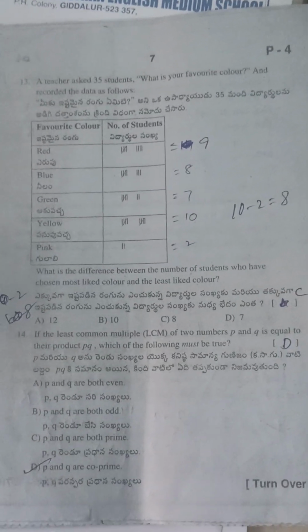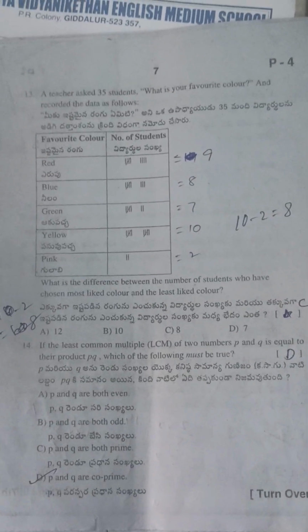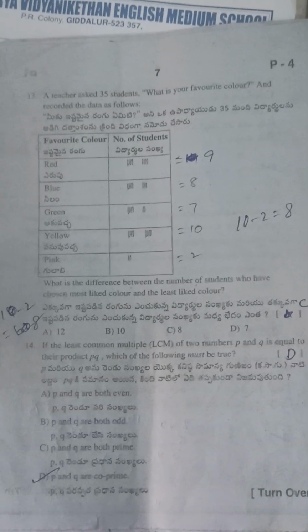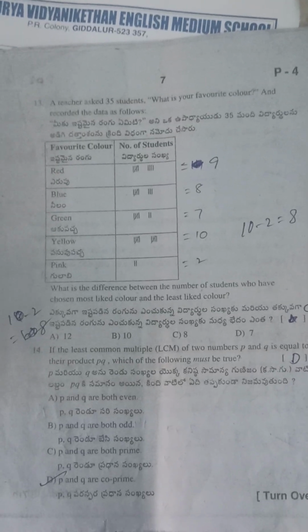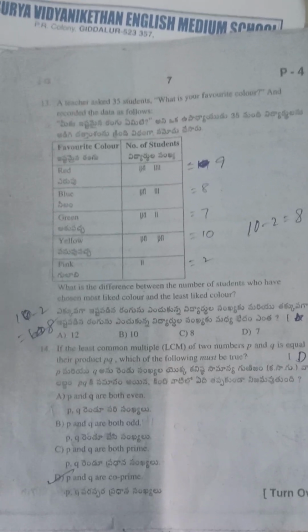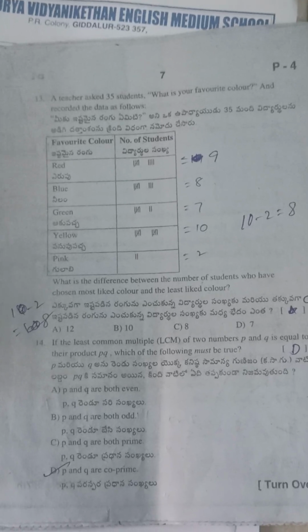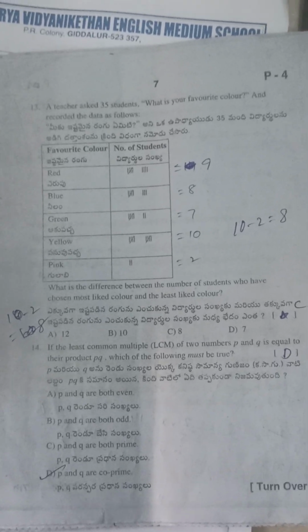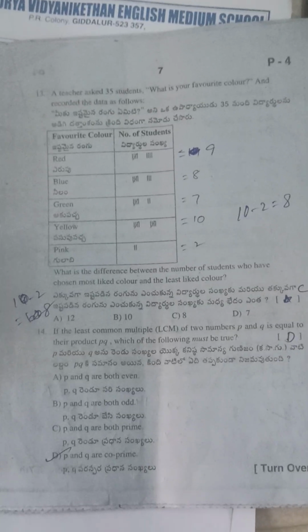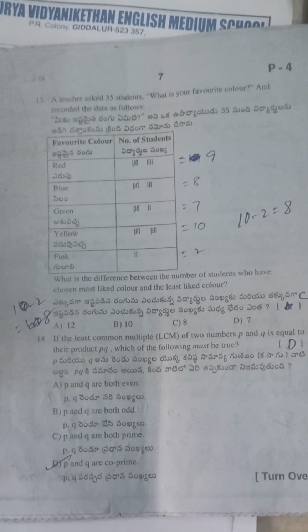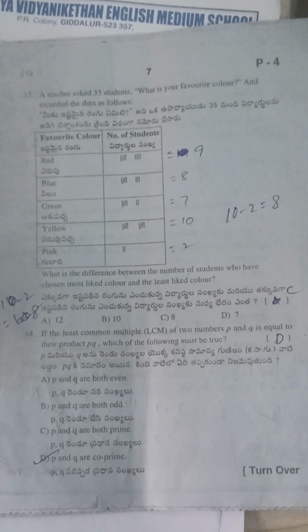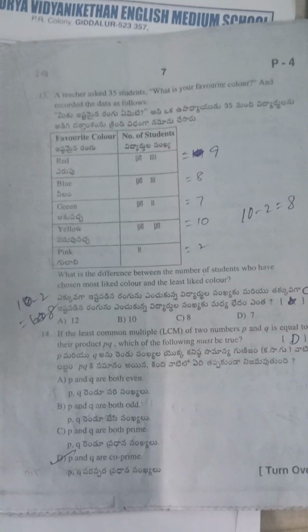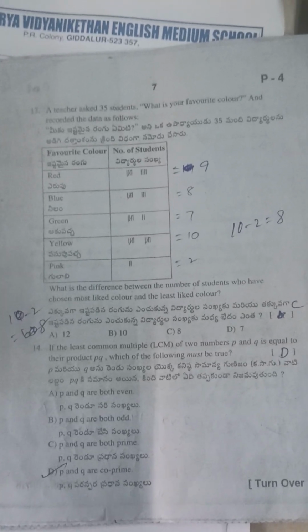Next, a teacher asked 35 students what their favorite color is. So here red 9 members, blue 8 members, green 7, yellow 10, pink 2. So what is the difference between the number of students who have chosen the most liked and the least liked? So 10 minus 2 is equal to 8. So what's the option? C option.